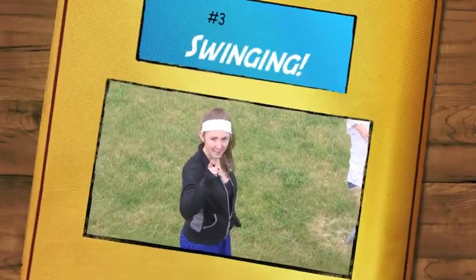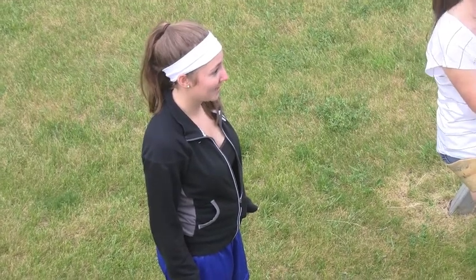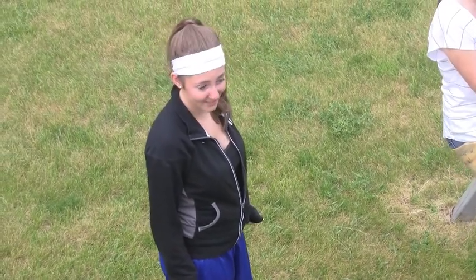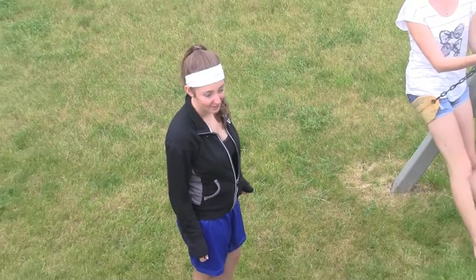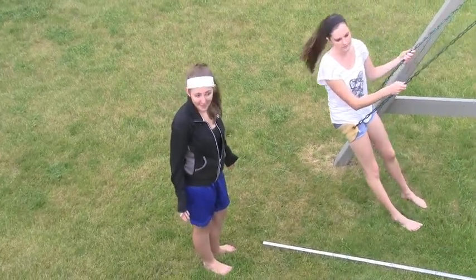We are figuring out displacement versus distance, by calculating how much distance they swing versus the displacement of the swing.